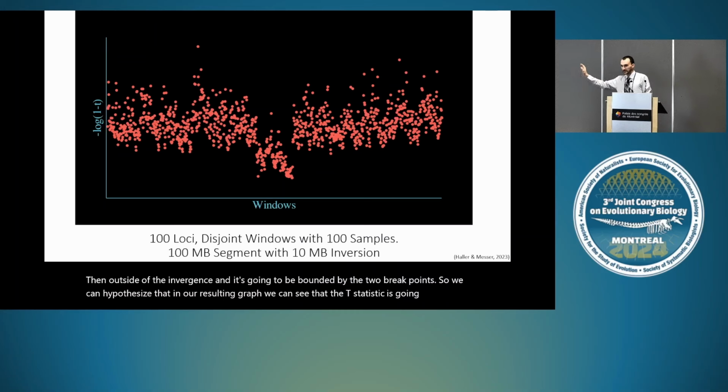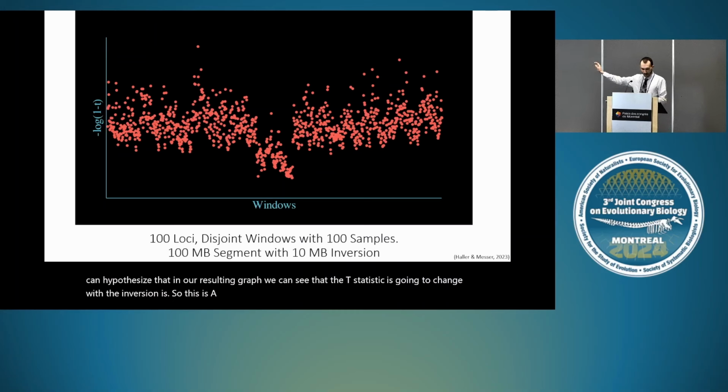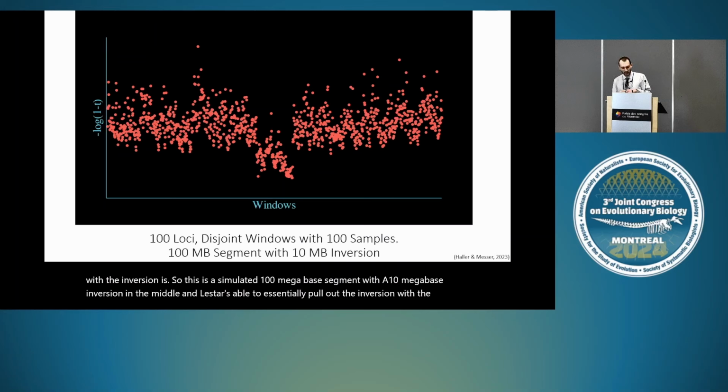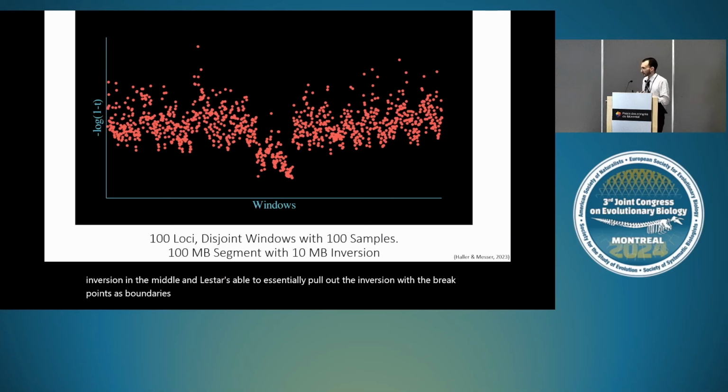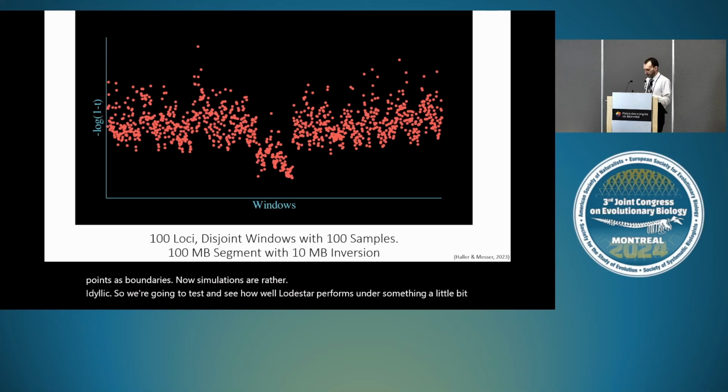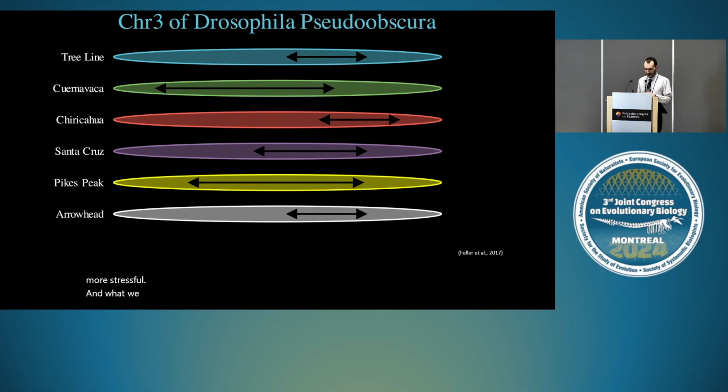where the inversion is. So this is a simulated 100 megabase segment with a 10 megabase inversion in the middle, and lodestar is able to essentially pull out the inversion with the breakpoints as boundaries. Now, simulations are rather idyllic, so we're going to test and see how well lodestar performs under something a little bit more stressful. And what we decided to do is use the 3rd chromosome of Drosophila pseudoobscura, for all the Drosophila people here.